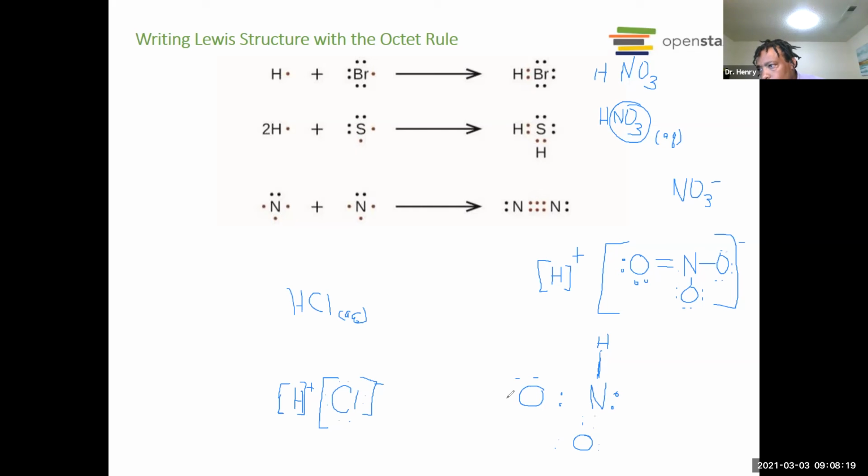One, two, three, four, five, six. One, two, three, four, five, six. One, two, three, four, five, six. Okay, so we'd have this as an option, right? Or we could also do it like this, which is probably what is going to happen, where the hydrogen is going to come off of the oxygen.